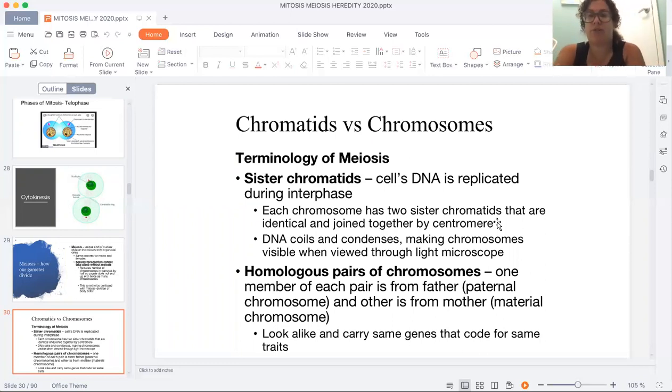So we have sister chromatids. The cell's DNA is replicated during interphase. Each chromosome has two sister chromatids that are identical, and they're joined together by a centromere. So that's that little X pattern with the button in between. The DNA here is coiled and condensed, so if we look at this under a microscope, you could actually see the chromosomes here.